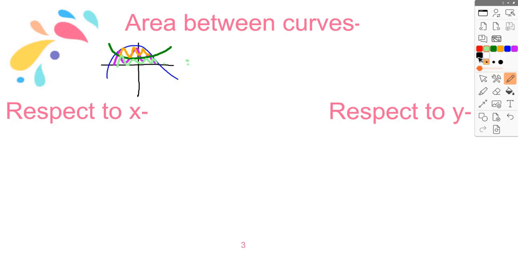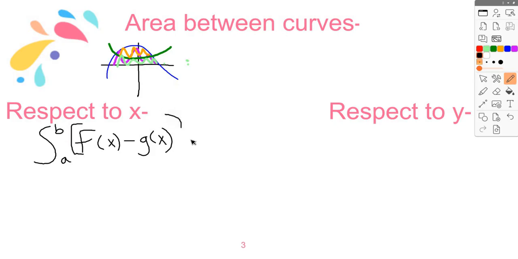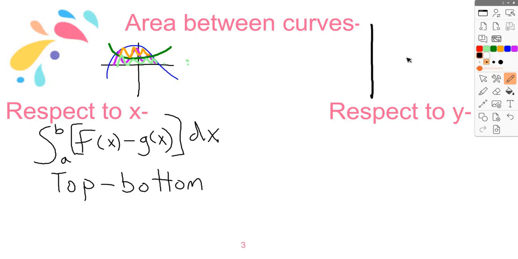So how might I find the orange region? F of x minus g of x. Almost. Integral. So I'm still looking at the integral from a to b of f of x minus g of x, assuming that f is the blue graph and g is the green graph. Or in other words, we are doing top minus bottom. Yes? Now, I think we've looked at one example of this in the past. We're going to look at more examples of this now.